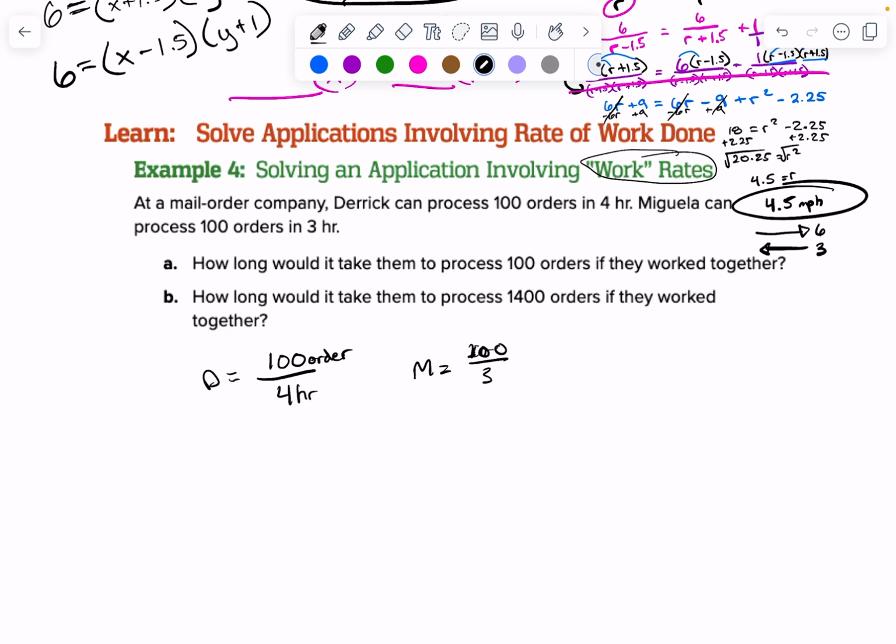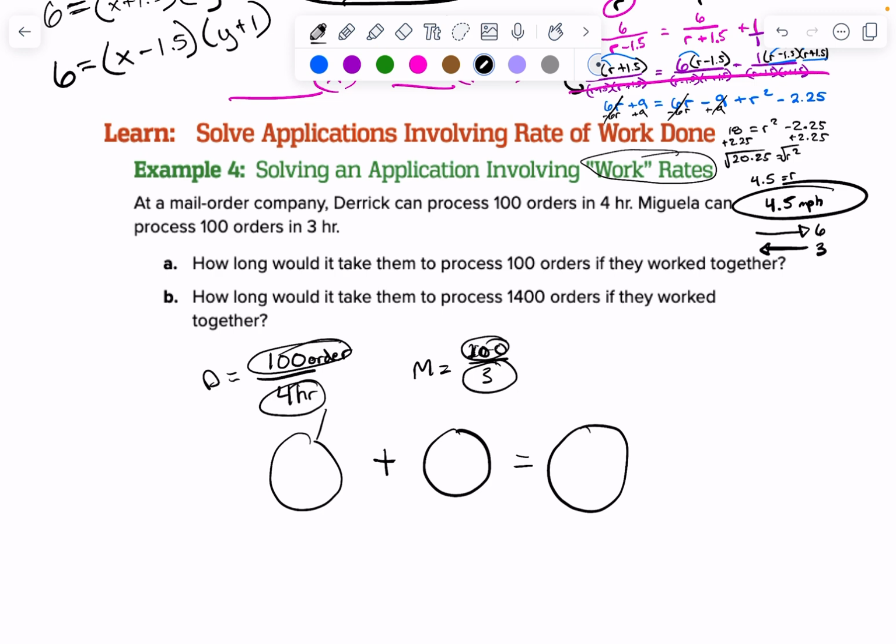So what we have going on here is we have 2 people working, and we are adding their efforts together to get a total effort, right? So the work done here plus the work done here gives me the total work together. Okay, and the way that this is set up is we have orders per hour and orders per hour, and then we're going to have orders per hour, right?